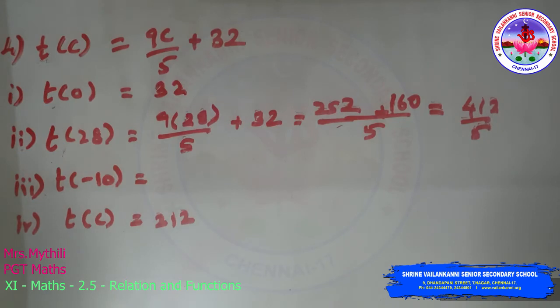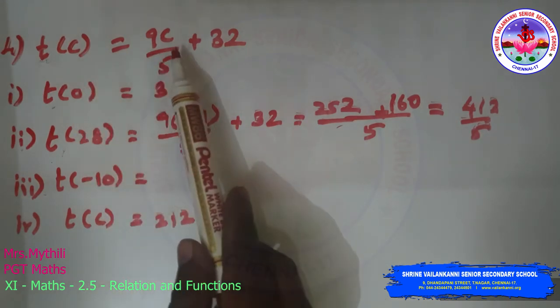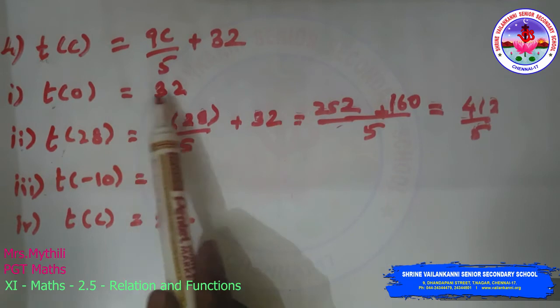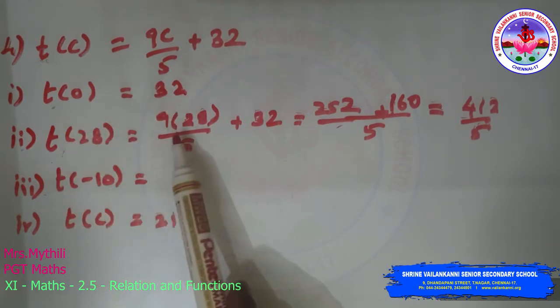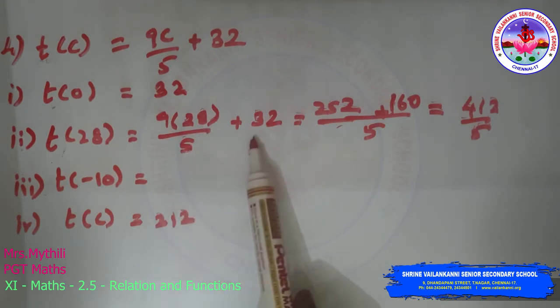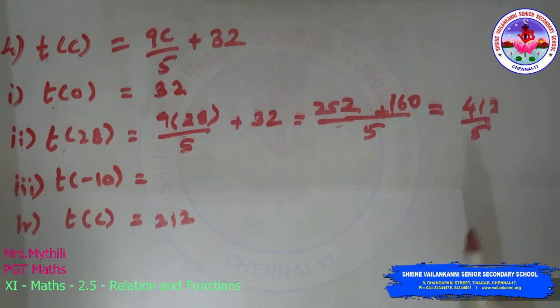Fourth one, the function t which maps temperature in degrees Celsius into temperature in degree Fahrenheit is defined by t of c equal to 9c by 5 plus 32. So first we have to find t of 0. Substitute the value of c in t of c. We get 9 into 0 plus 32. So t of 0 is 32. Then t of 28. Substitute the value of c as 28. Then 9 into 28 by 5 plus 32. Which is 252 plus 160 by 5, which is equal to 412 by 5.